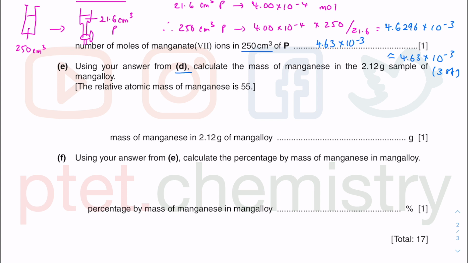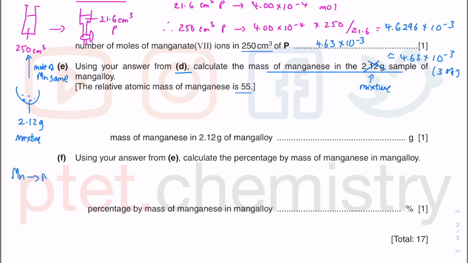Using your answer from D, calculate the mass of manganese in this 2.12 gram. We know that is a mixture. We do not use this 2.12 gram here. We are told that the relative atomic mass of manganese is 55. If you think about it, all of these 2.12 gram, which is a mixture, all the manganese go in there. So, the mole of manganese is the same. So, manganese going to MnO4 minus.